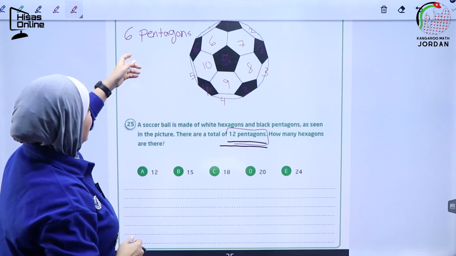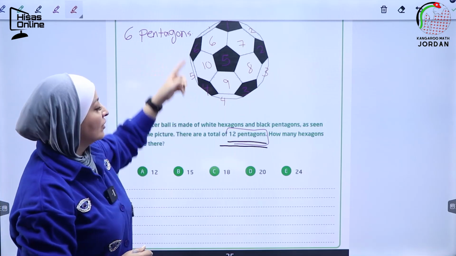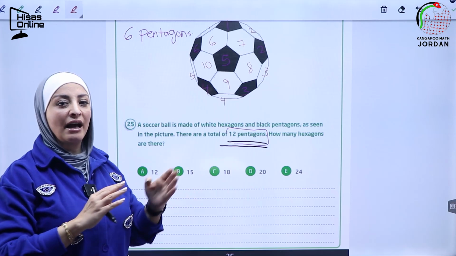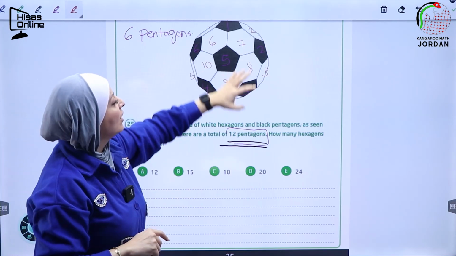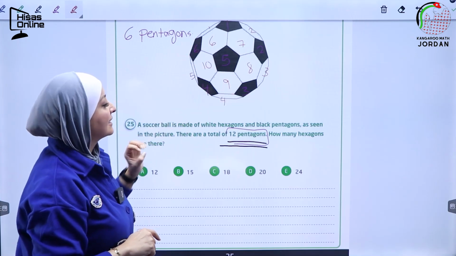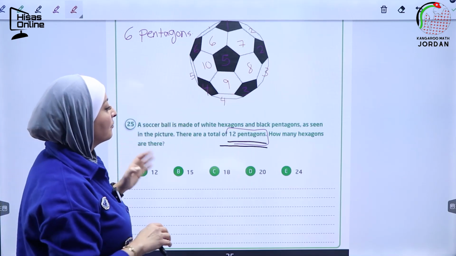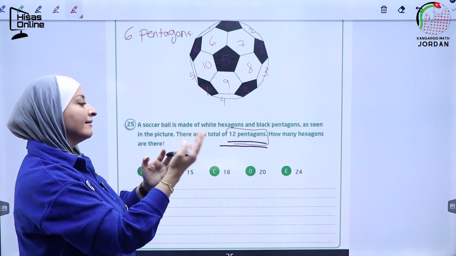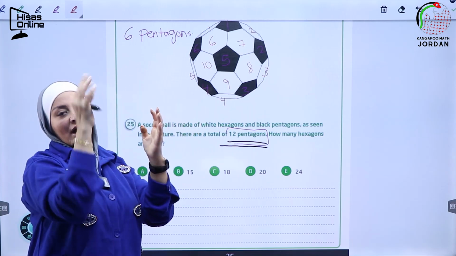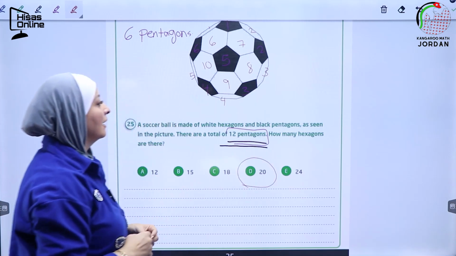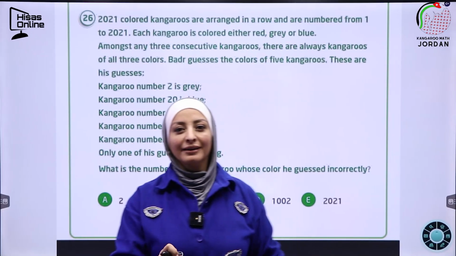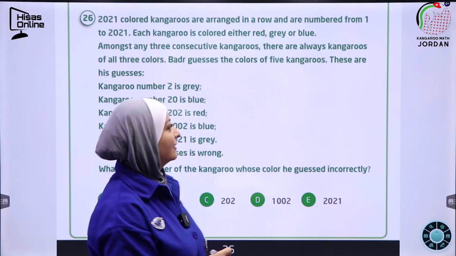Okay. Since I can see 6 pentagons and the total is 12, that means I can see exactly half of the ball. That's cool. And now I see there are 10 hexagons, right? And they ask how many hexagons in all. So I can tell that there are another 10 in the other half. So it is 20. My option is 20.